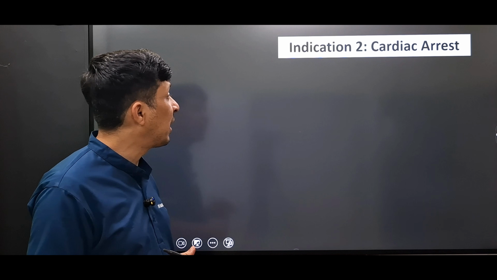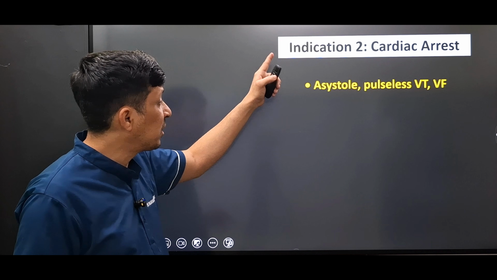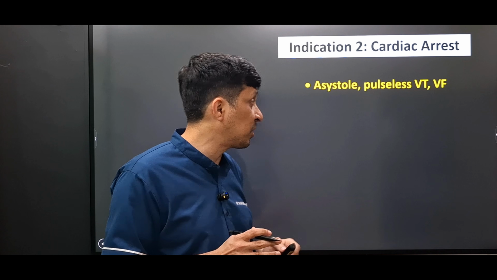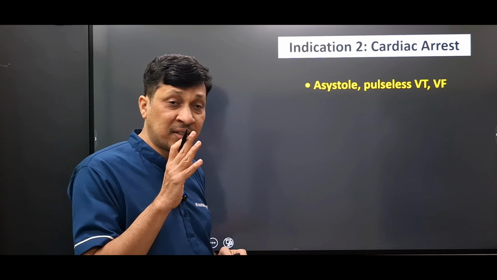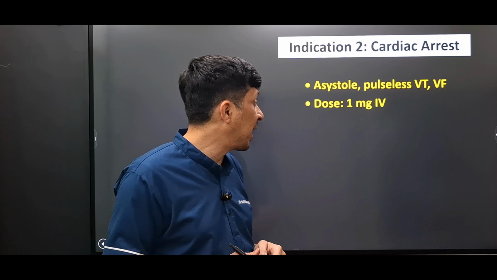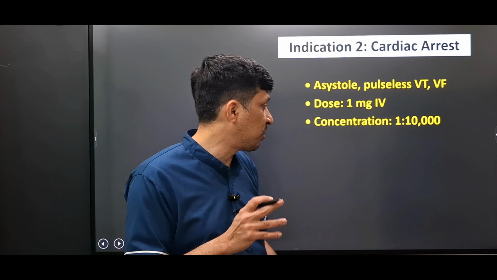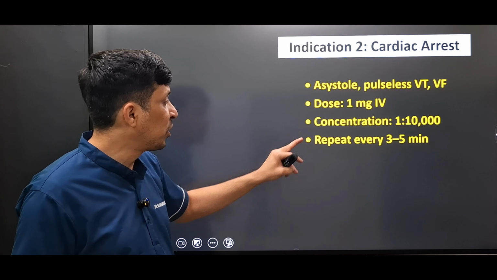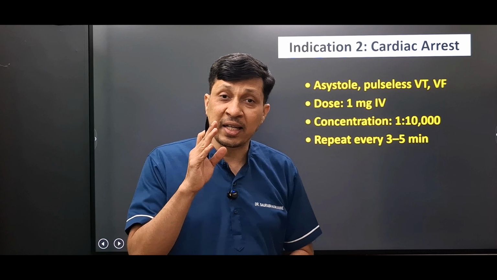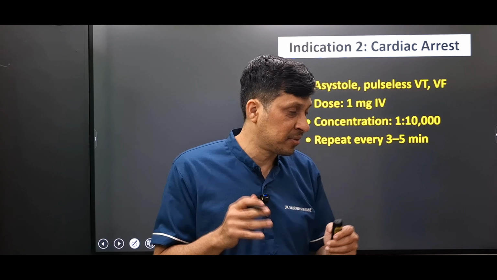Second use of adrenaline is in cardiac arrest. It is used during asystole, pulseless VT or ventricular fibrillation. So here also adrenaline is the drug of choice, and the dose is 1 milligram IV, and here the concentration is different, that is 1:10,000. And here also you can repeat this drug every 3 to 5 minutes. So this is the second most important use of adrenaline, that is in cardiac arrest.